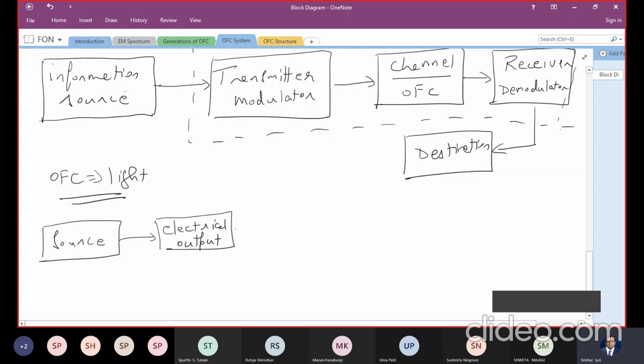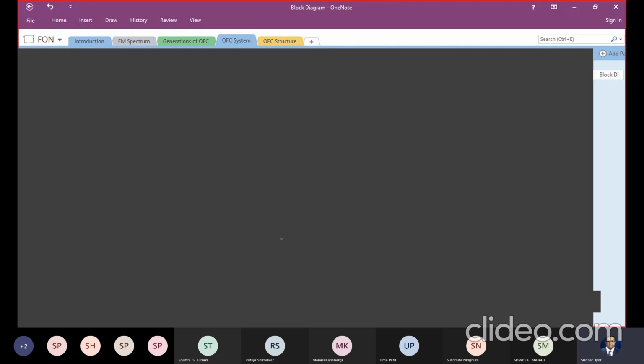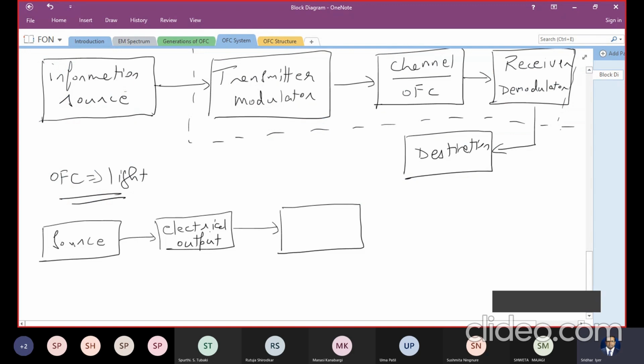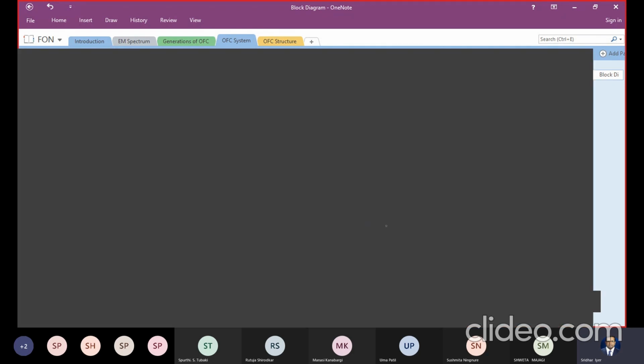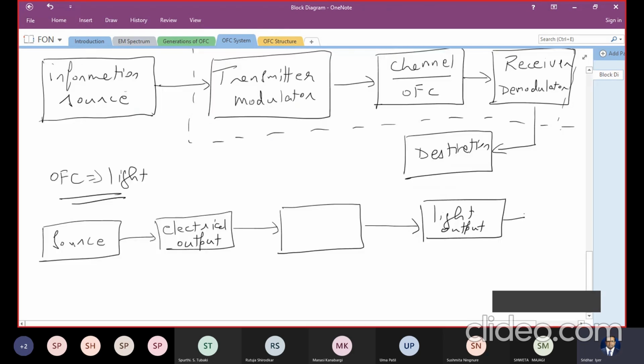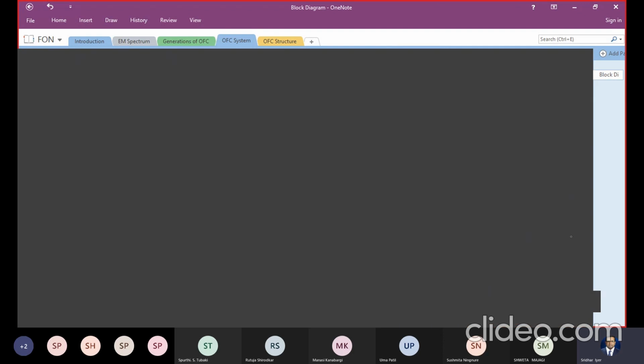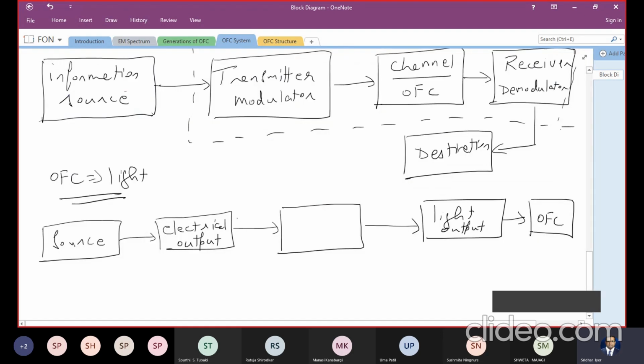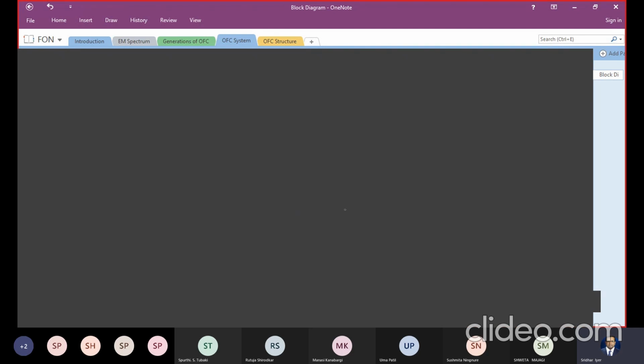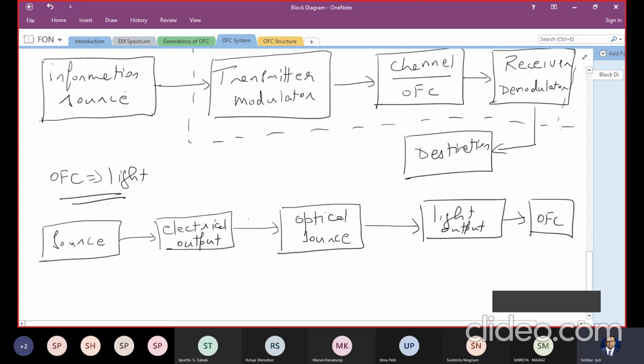However, since OFC deals with light, you need a device which can convert electrical output to a light output, and this light output can now go into the OFC, right? So this block which is blank right now is basically an optical source. So I'll just write on top of these arrows what this optical source will do.